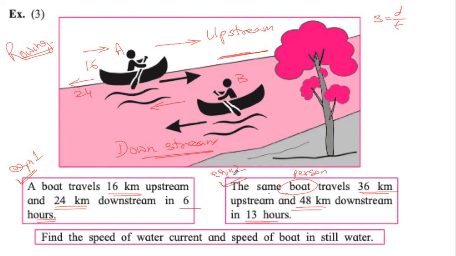And we have to find speed of water current, and speed of the boat. Now this has become much easier. You can just look at the last line of the question and you can tell me what variables we need to use. It's very clearly mentioned in the last sentence.